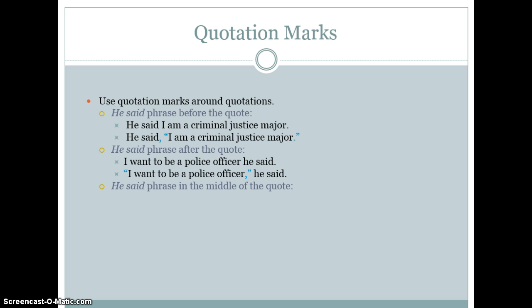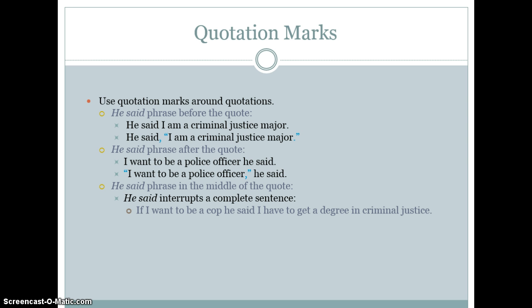But we can also put that attributive tag in the middle of a quote. And sometimes that he said interrupts a complete sentence like this. "If I want to be a cop," he said, "I have to get a degree in criminal justice." If we take out the he said, we're left with, if I want to be a cop, I have to get a degree in criminal justice.